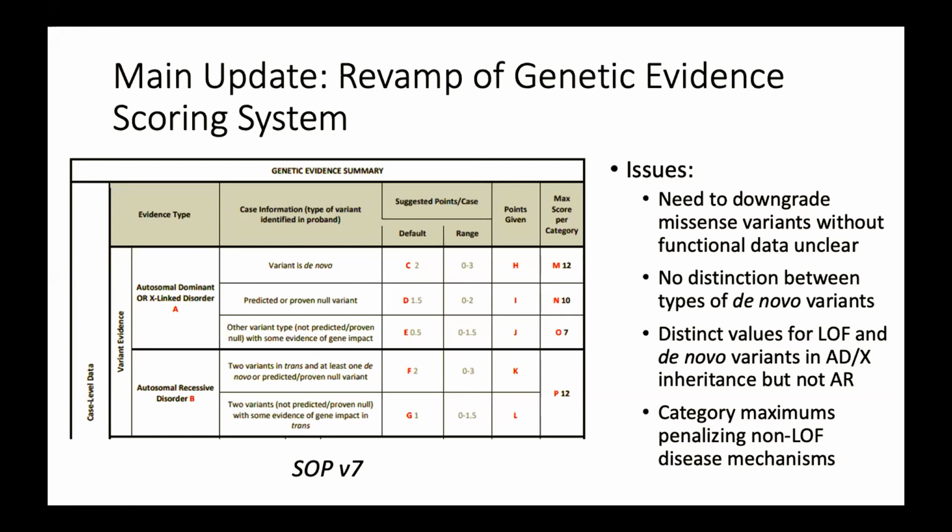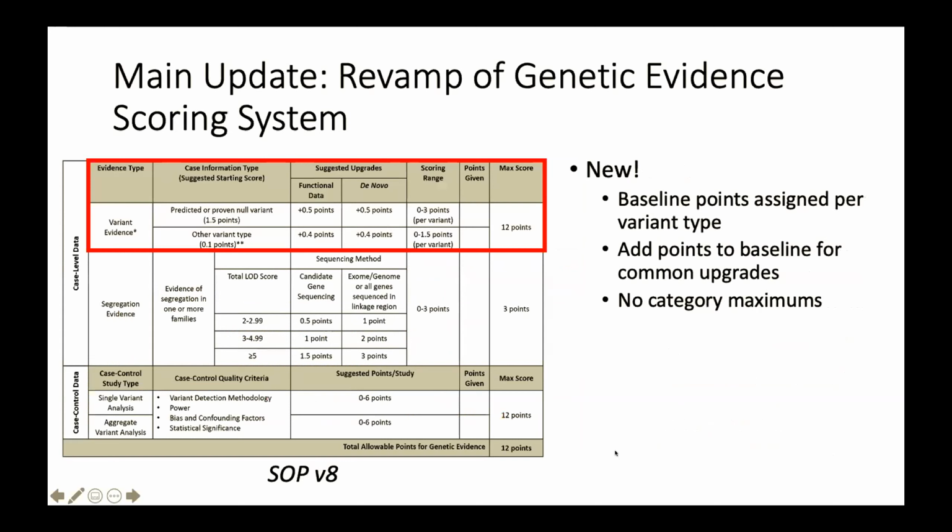And when it was unclear, there was no distinction between types of de novo variants as well, and there were distinct values for loss of function in de novo variants and autosomal dominant inheritance, but not in the recessive. So again, there were some caps that were put on here based on this that we wanted to change because it was maybe downgrading some evidence, especially when you think of the gain of function relationship. And so we didn't want to penalize those types of gene disease relationships.